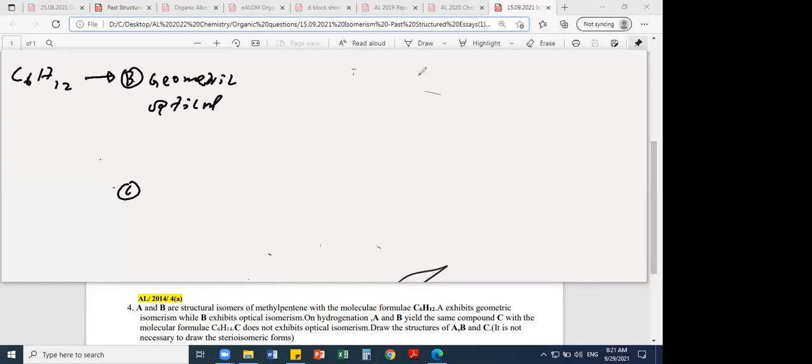They have not given whether this is B optical, C geometry. Yeah, that's what they got. B optical, this is geometry. That's what they have given here. They have not given whether B will be both geometric and optical. They have not mentioned. No, B exhibits optical, A will be geometric.